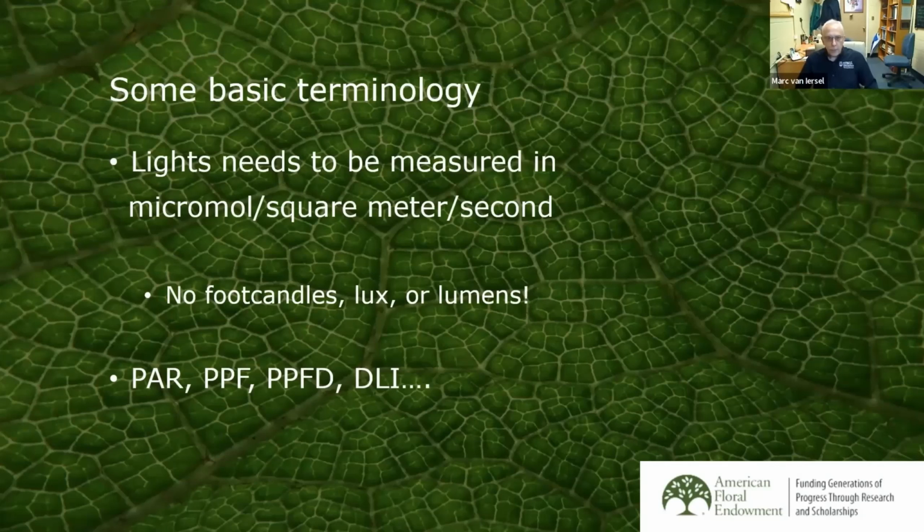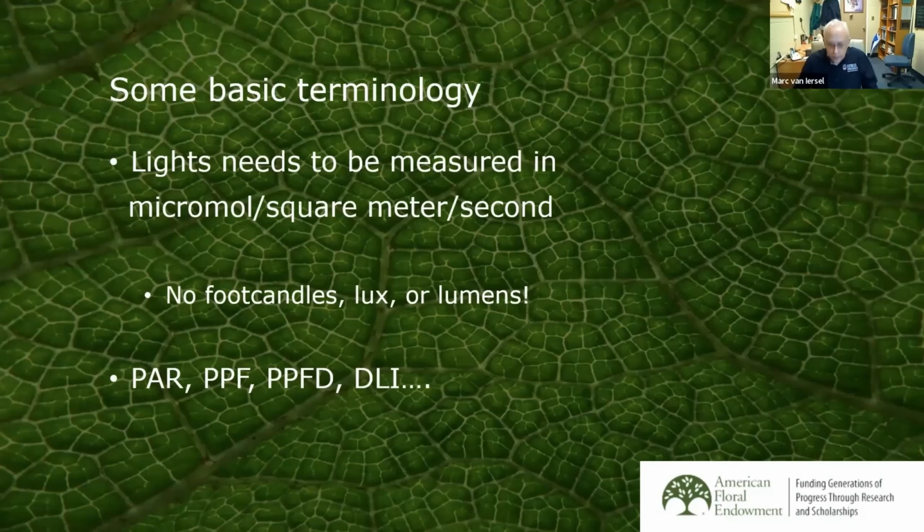is in the appropriate unit. So light levels really need to be measured in micromoles per square meter per second. And sometimes I still see references to foot candles, lux, or lumens, and that is just not appropriate for horticultural lighting. And if you are working with a company that uses foot candles or similar units, my suggestion would be that you try to find another company that uses micromoles per square meter per second in developing a lighting plan for your facility.